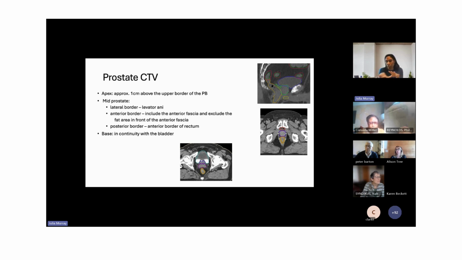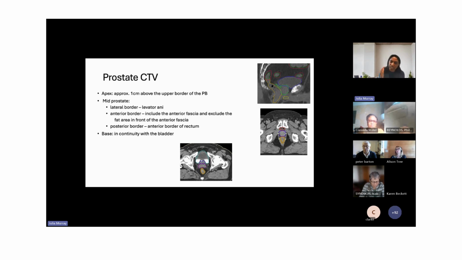In terms of the mid prostate, the lateral border of the prostate is the levator ani, and you can see it better defined around the rectum. Even though the thickness does vary, they recommend that you assume the thickness around the rectum is similar to what it is around the prostate, just for defining where your lateral borders are. Obviously, if you've got extension into the levator ani, then you need to encompass that.